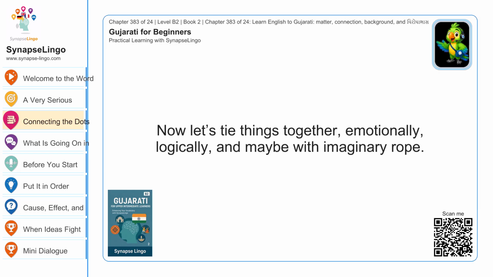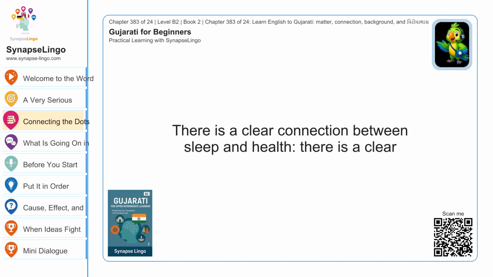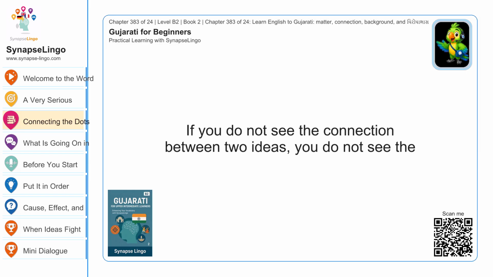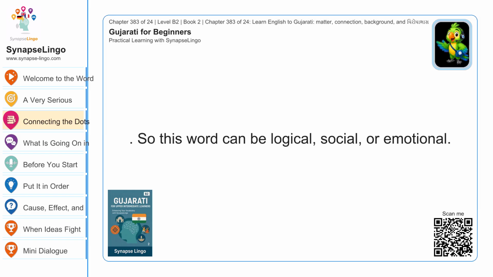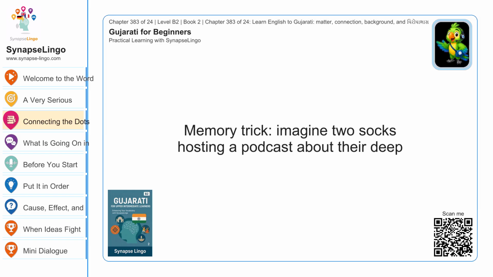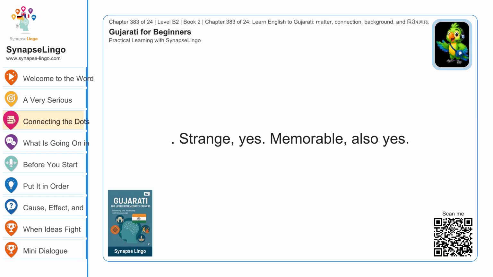Connecting the dots. Now let's tie things together, emotionally, logically, and maybe with imaginary rope. Connection in Gujarati is સંબંધ. There is a clear connection between sleep and health. There is a clear સંબંધ. If you do not see the connection between two ideas, you do not see the સંબંધ. Family connection is also સંબંધ. So this word can be logical, social, or emotional. Memory trick. Imagine two socks hosting a podcast about their deep સંબંધ. Strange, yes. Memorable, also yes.